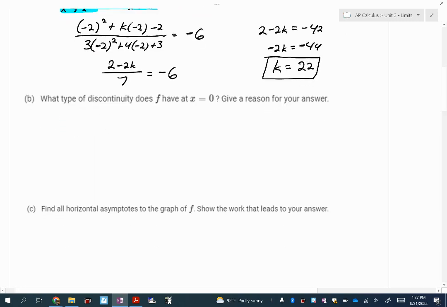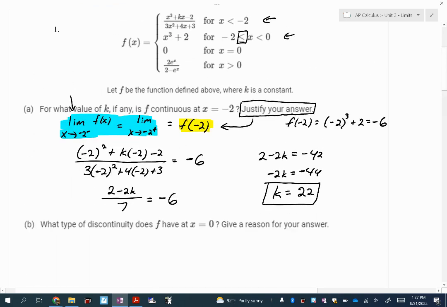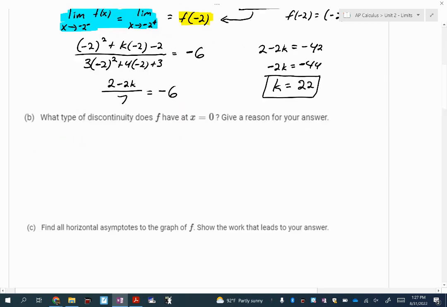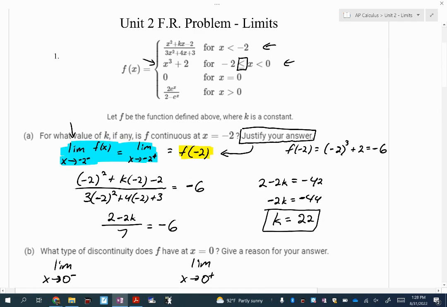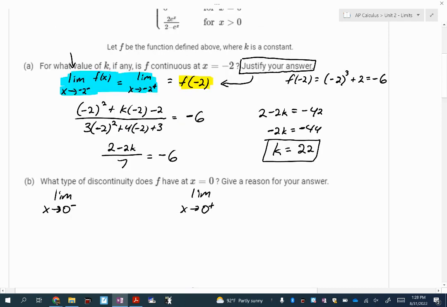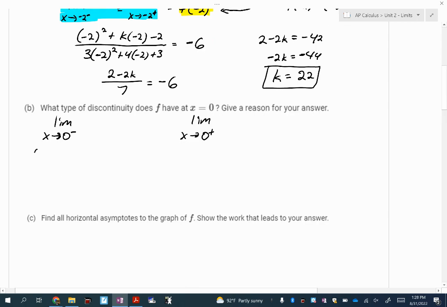It says, what type of discontinuity does the function f have at x equals 0? Give a reason for your answer. When I look at finding this discontinuity, I'm going to first find the limit as x approaches 0 from the left, and then find the limit as x approaches 0 from the right. I want to see what happens as I look at both of those pieces. If I'm going from the left, I'm going to use this piece right here. So I'm going to plug 0 into x cubed plus 2, and that gives me 2.